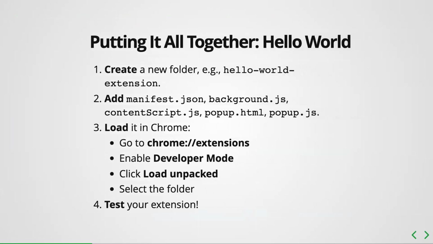If you wanted to do this yourselves, you would just create a new folder, Hello World extension. You would add the files I just showed you with the exact same text. And then to load it in Chrome, you would do what is called loading an unpacked extension, because it has all of its guts in a folder. You would go to chrome://extensions, enable developer mode, click load unpacked, and then select this Hello World folder. And that will load the extension just as I showed you.